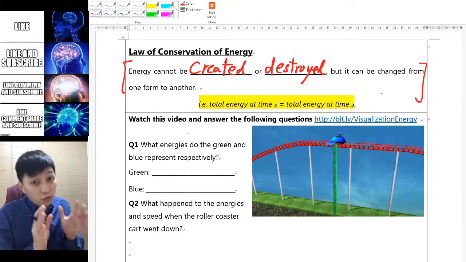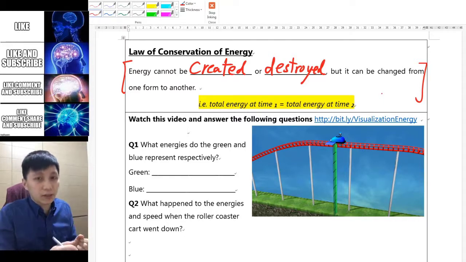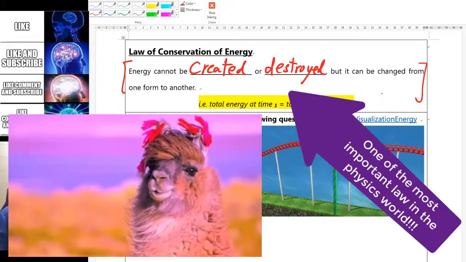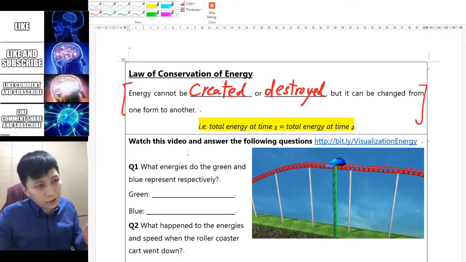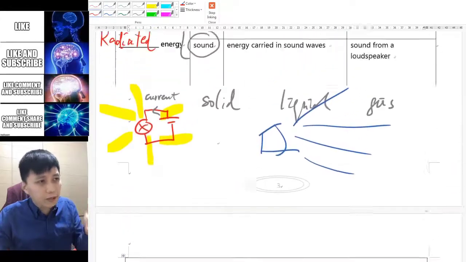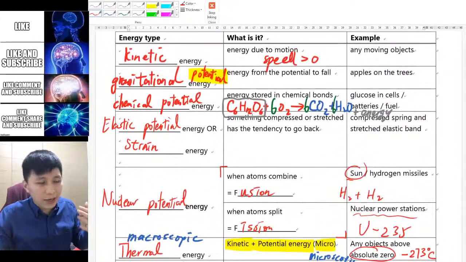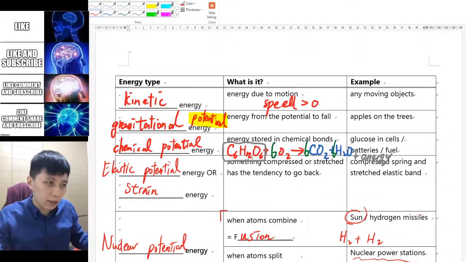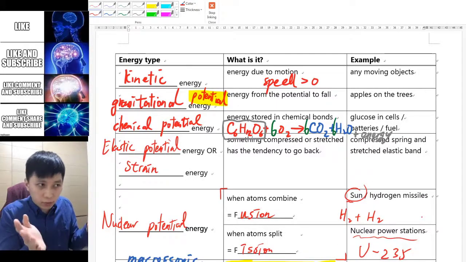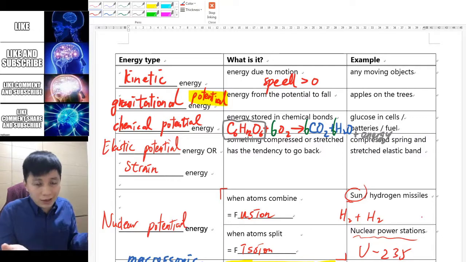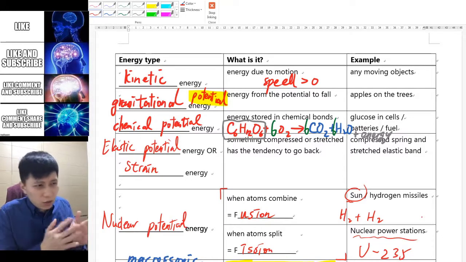This is not just the most important idea in this chapter, this is one of the most important ideas in the whole physics world as well. So that is to say, for whatever kinds of energy that you have, they can only convert into other forms. You can't say, oh, the kinetic energy is gone, it disappeared. It must be going somewhere.